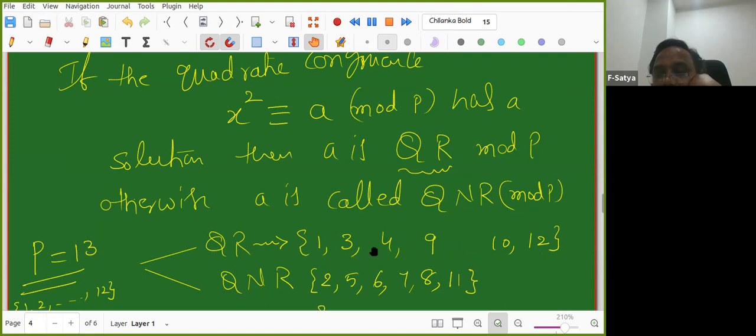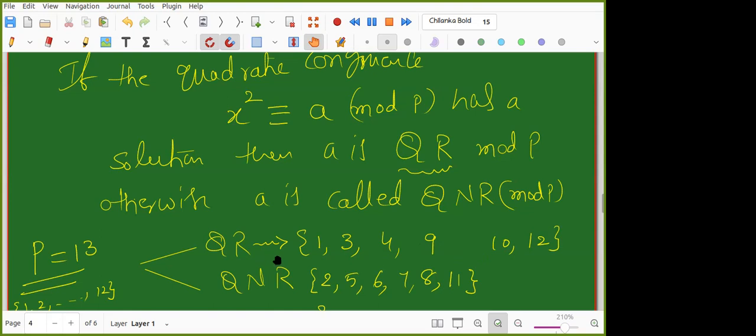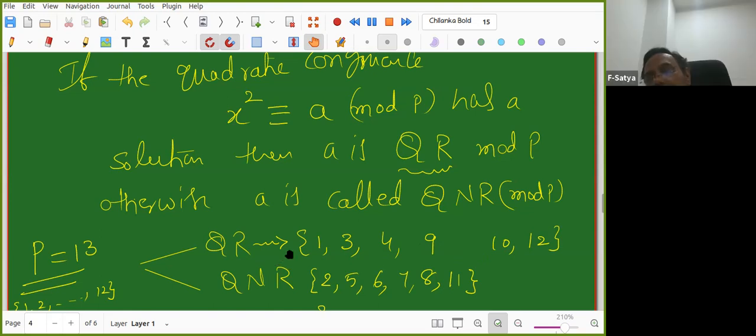So how many do I need to know now? 1, 3, 4 only. So 13 minus 1 is 12. 13 minus 3 is 10. 13 minus 4 is 9. So exactly half. So evenness comes in here. That means if x is a quadratic residue, then somebody help me. p minus x is also a quadratic residue. In particular, minus x is also a quadratic residue.